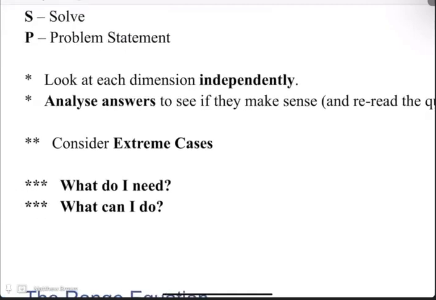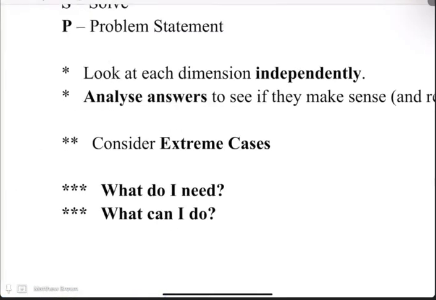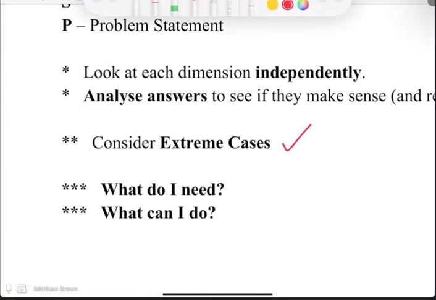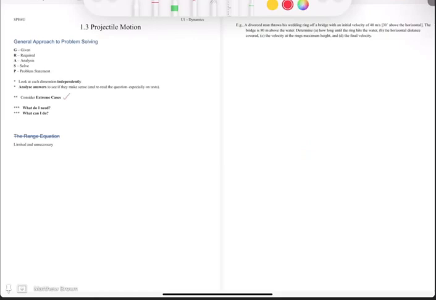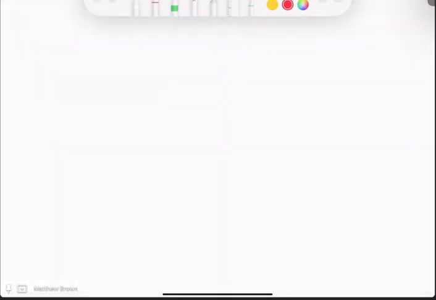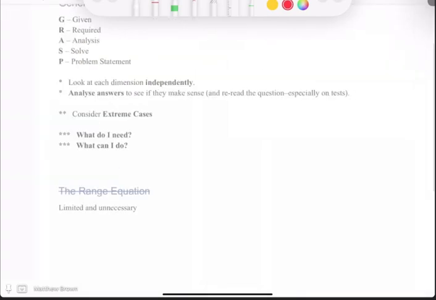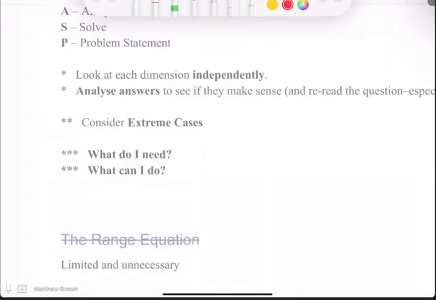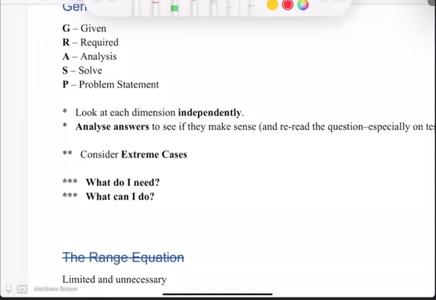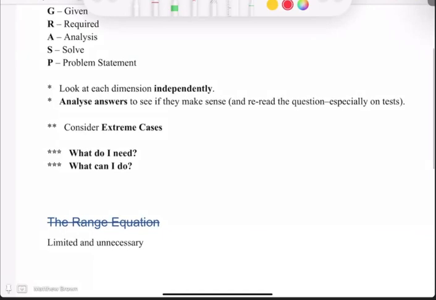One thing that can help if it's conceptual, that's this one I wrote right here. Consider extreme cases, right? And that's a big thing in physics, I find. If you're really trying to figure out how something works or if something has an effect, you can consider stuff like that. I'll give you a little bit of a physics example then to consider extreme cases.